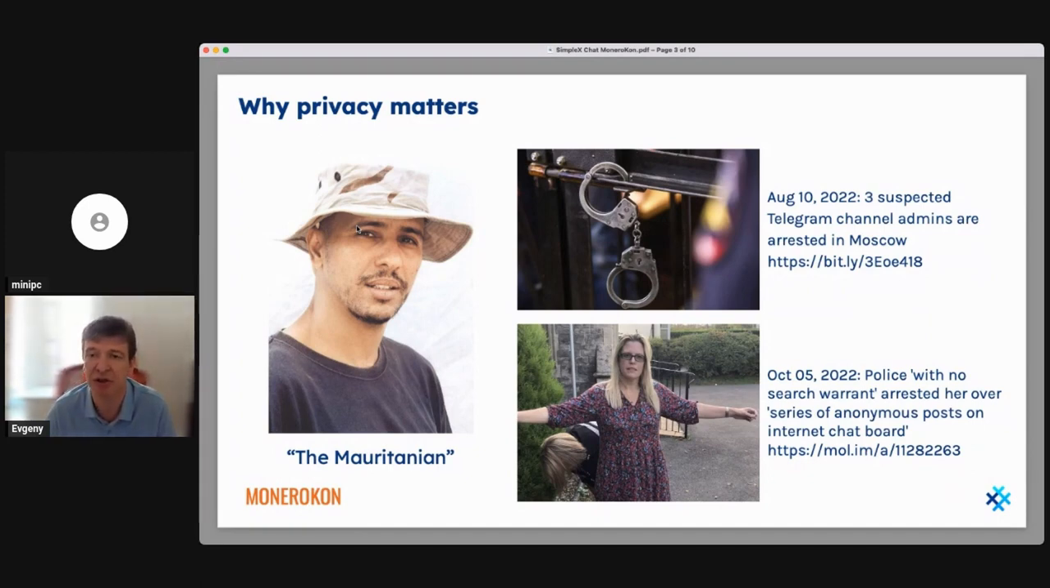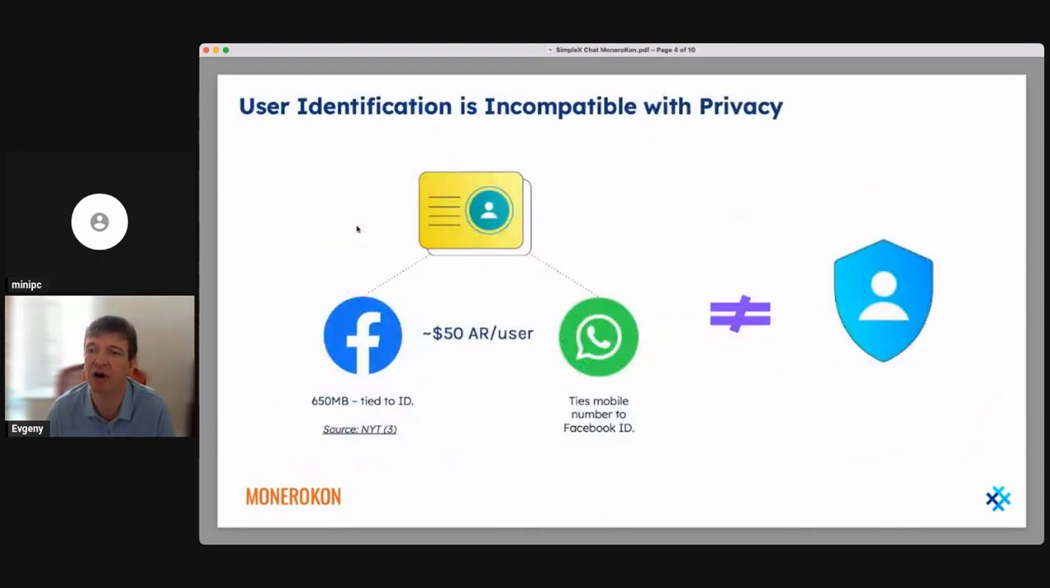But it's not just that. I think the thesis here is that any kind of user identification is not really compatible with privacy. Facebook and WhatsApp jointly amass hundreds of megabytes of data about each user on average. And having this data, understanding the online behaviors, understanding the online connections, generates revenue, which depends on how you count, but it's slightly less or slightly more than $50 per year per user.